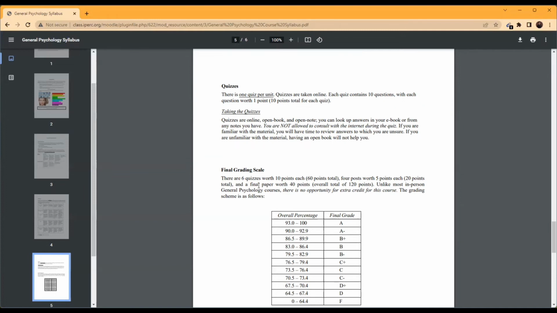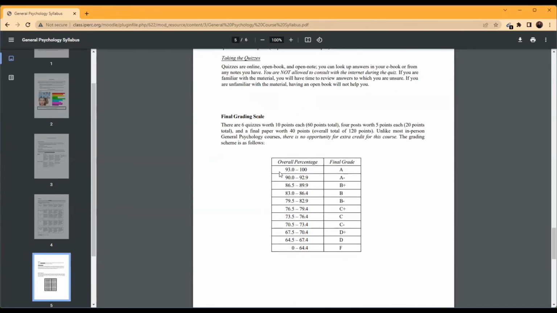So the overall percentage and final grade, that's the grading scale in the table that you see at the bottom here. 93.0 to 100, you will get an A. This is not the score that you get. This is not the points that you get. That's the percentage. Since we have 120 points in total, to get an A, you need to get 93% of that 120 points. So you will need at least 111.6 points to get an A.